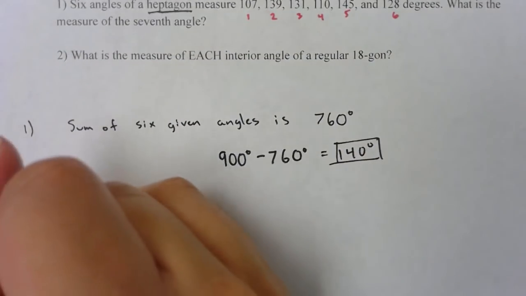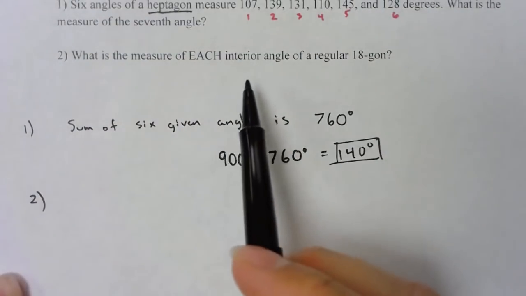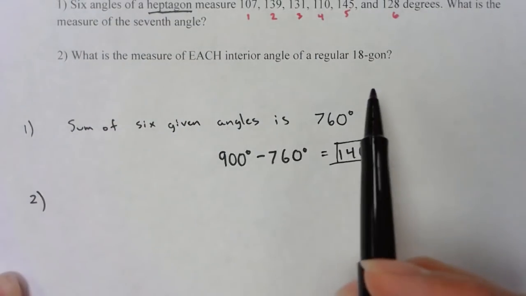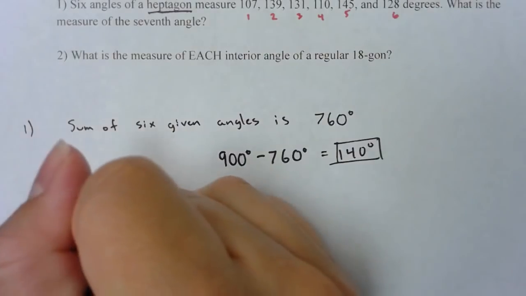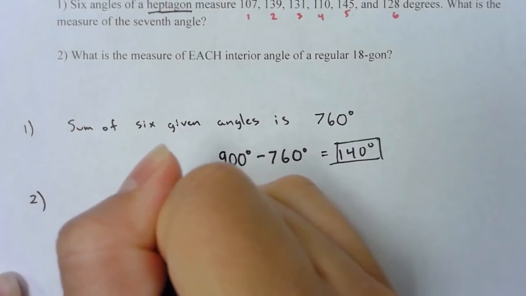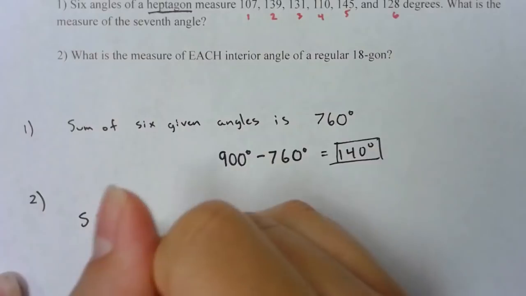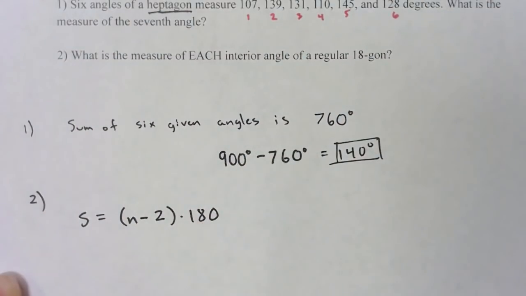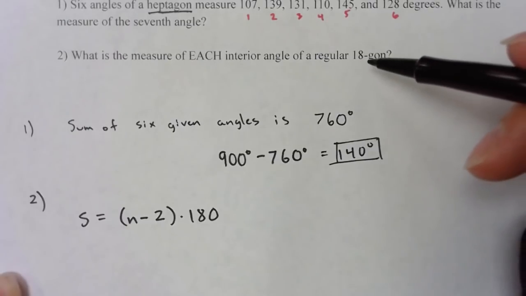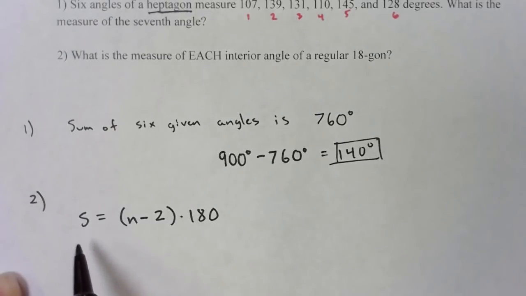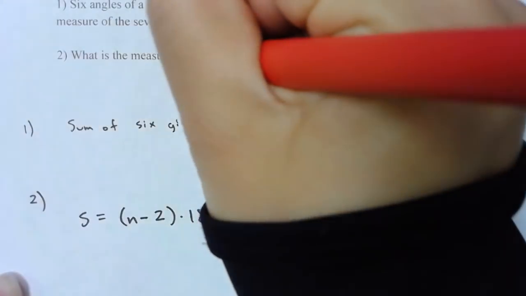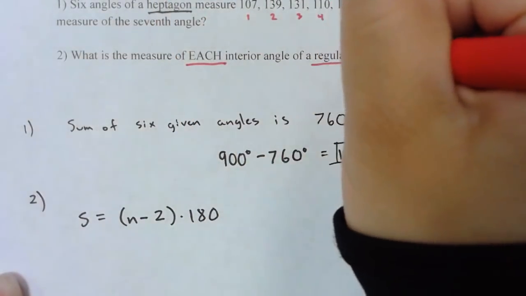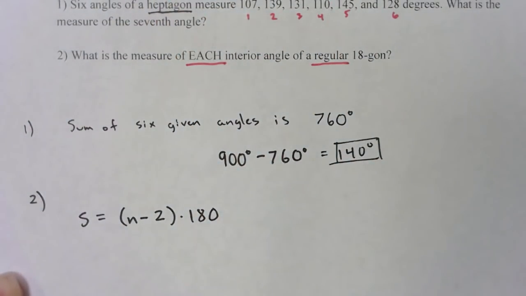For number 2, it says, what is the measure of each interior angle of a regular 18gon? So you do need to use that first formula we covered. The sum of the interior angles is S equals n minus 2 times 180 degrees. We're talking about an 18gon. There are 18 sides, so I can plug this in here to find the sum of all of them. The key word here, however, is that we want each angle, and it is regular. That means all the angles are equal in measure.